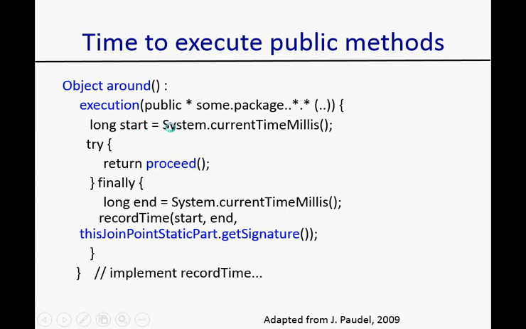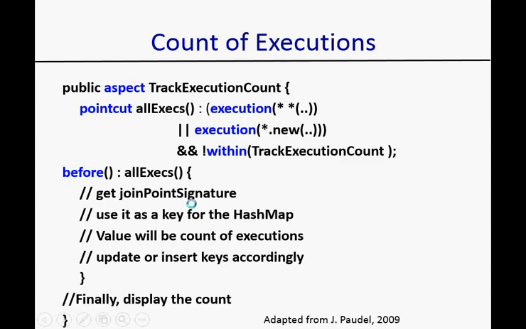If we're executing some method, we can start recording timing before it, proceed with that method, and then stop recording timing, and then record the time, log it away, or what have you, in our profile related methods. And we can automatically, of course, record where it is we're executing. This is time to execute public methods. You can see this public, associated with a method. We can wrap it up and time it accordingly.